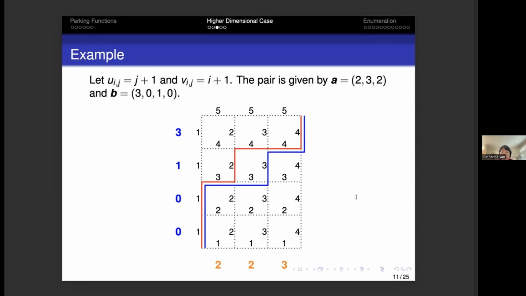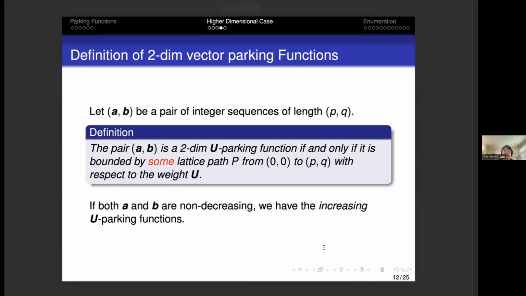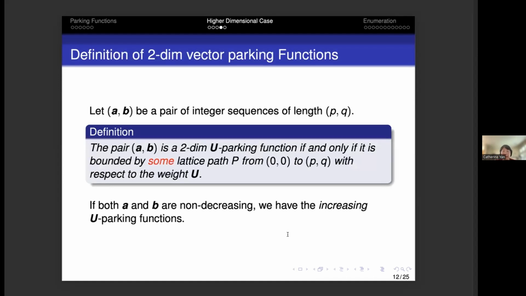Here is another example, a different lattice path, but if you travel along it, you can see that the same condition is also satisfied. The weight on the path is always bigger than what shows up on the left or on the bottom. Actually, you can check in this picture that these are the only two lattice paths that satisfy this condition. If you change to other lattice paths, this property will fail. But it doesn't matter how many lattice paths you can find. What we are concerned about is: for the integer sequences, can you find such a lattice path or not?